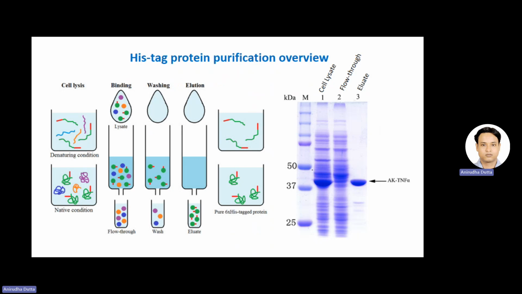And then when we eluted that protein, we see a pure protein band, and it lacks all other unnecessary impurities. So we can say our protein gets partially or fully purified when we elute it from the nickel column. So let's discuss this nickel purification a little bit in more detail.